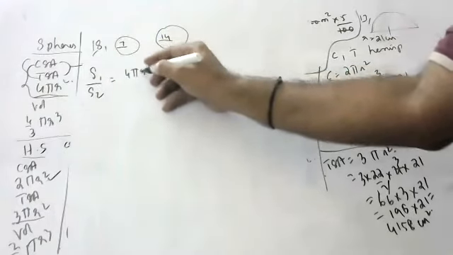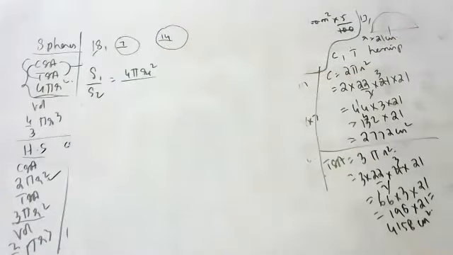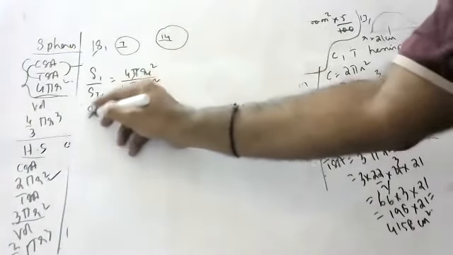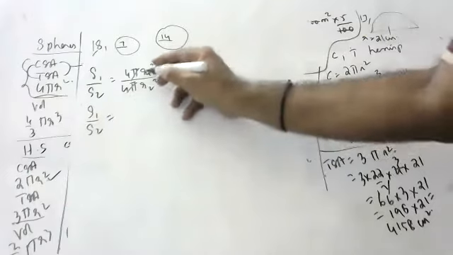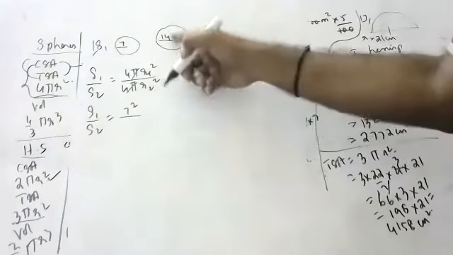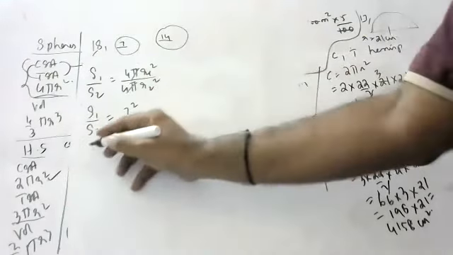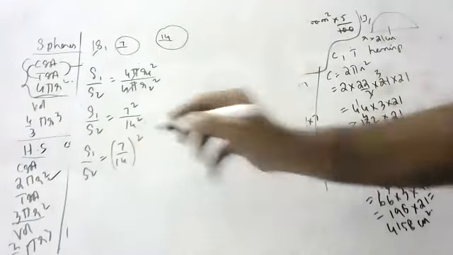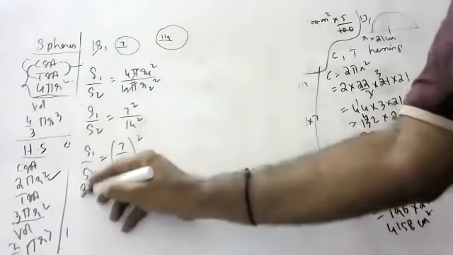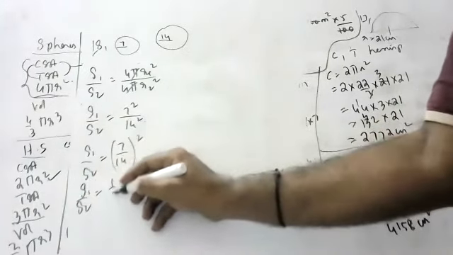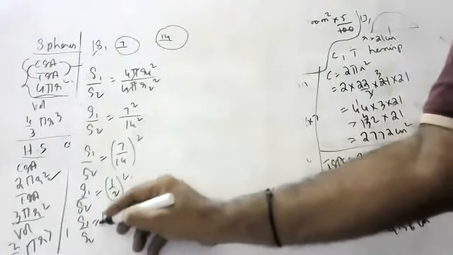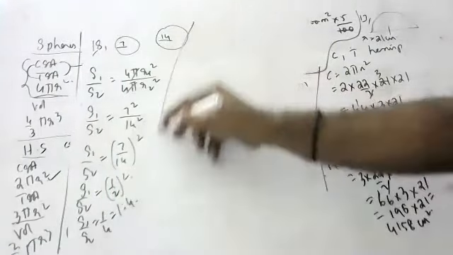Tell me. 4 pi r1 square by 4 pi r2 square is equal to 7 square by 14 square. 7 square whole square, which is 1 by 2 whole square. So S1 by S2 is 1 by 4. The ratio is 1 by 4, 1:4. Next.